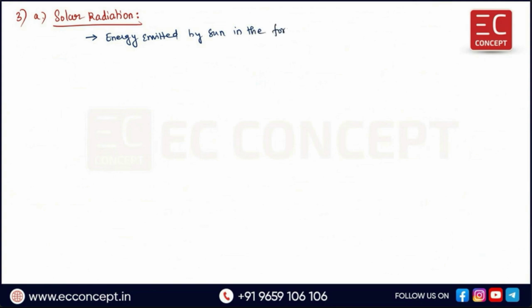So in the third part, first is solar radiation. See, what is called solar radiation? Solar radiation is nothing but the electromagnetic waves we are getting from the sun. That particular electromagnetic radiation is called solar radiation. That is nothing but the energy emitted by the sun in the form of electromagnetic waves.